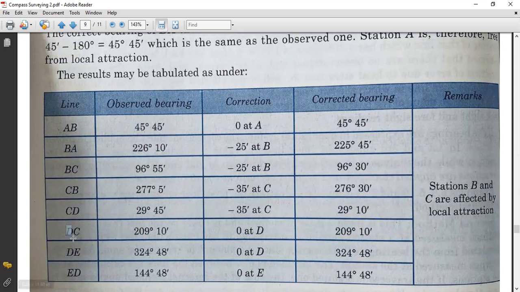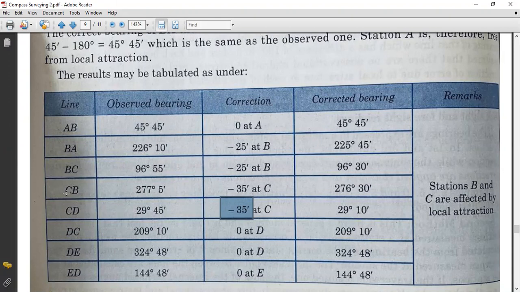Since the line is starting from D, the correction at D is 0. So the correction at DC is also 0 here, right? So DC is 209 degrees 10 minutes. If I deduct DC and CD, 209 degrees 10 minutes minus 29 degrees 45 minutes, I will get the error of 35 minutes. So I will deduct that from CD: 29 degrees 45 minutes minus 35 minutes at C. That will give you 29 degrees 10 minutes.